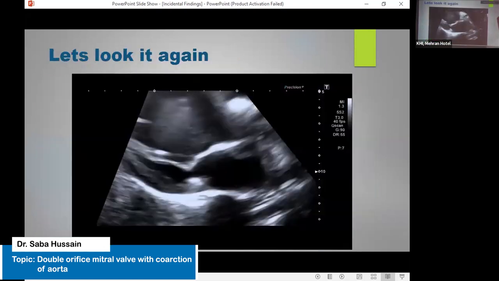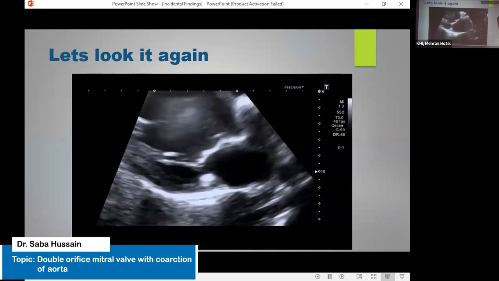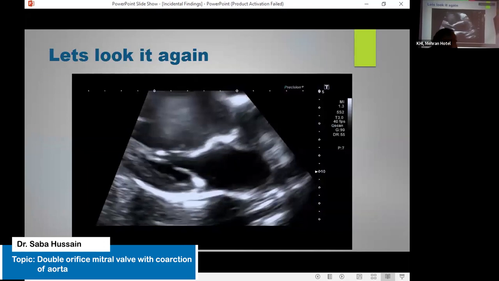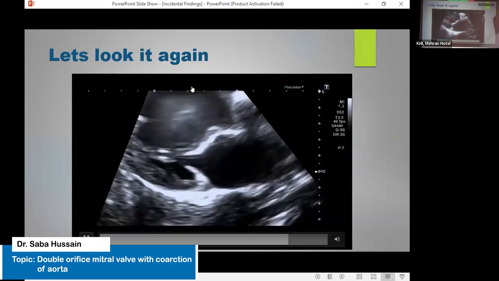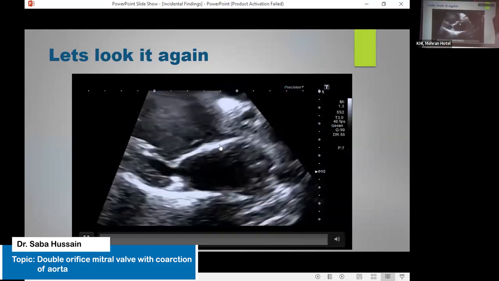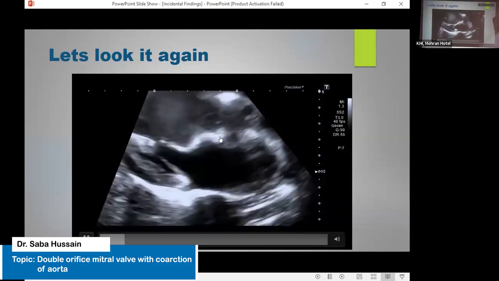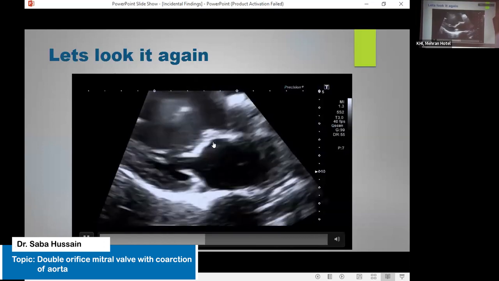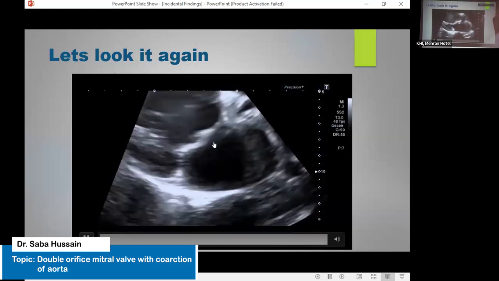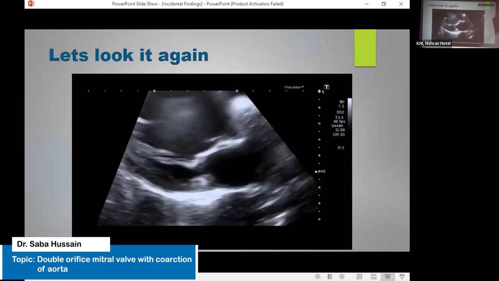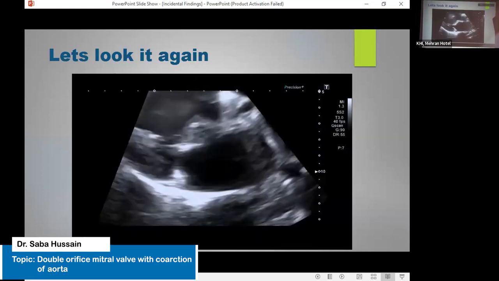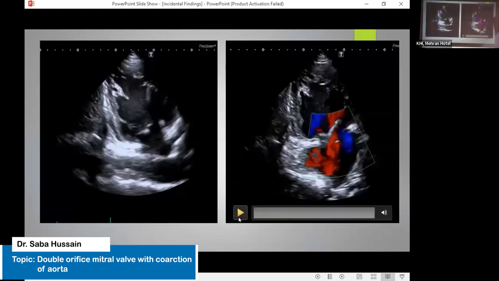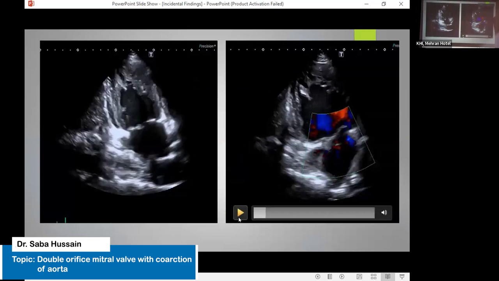We re-looked at the case. If you can see, I believe I got a pointer here. There is a little notching in the anterior mitral leaflet. If all of you can appreciate it. So this was actually the turning point. We started looking into why this mitral valve is behaving so abnormally. And now the whole scenario changes.